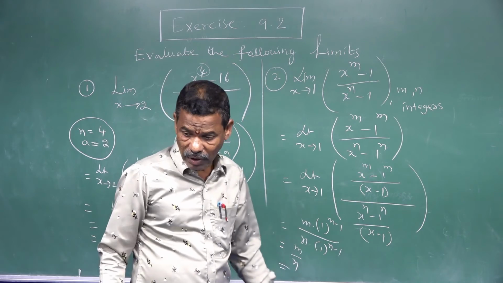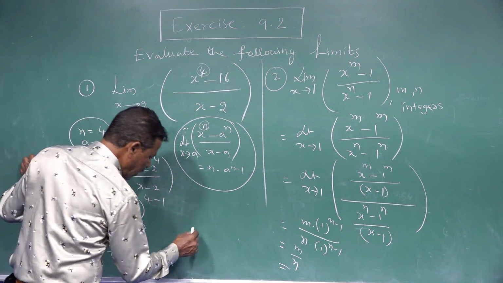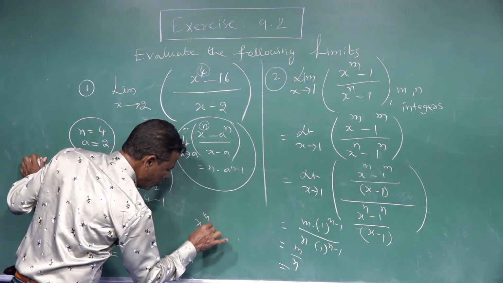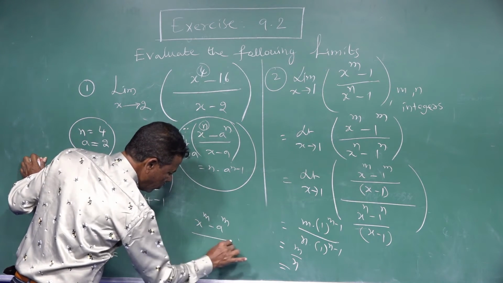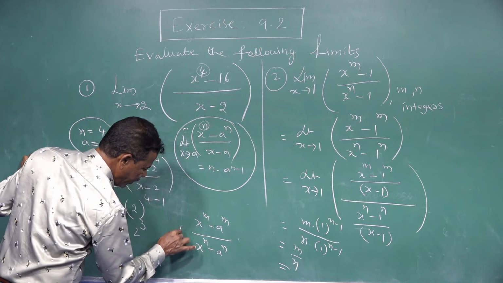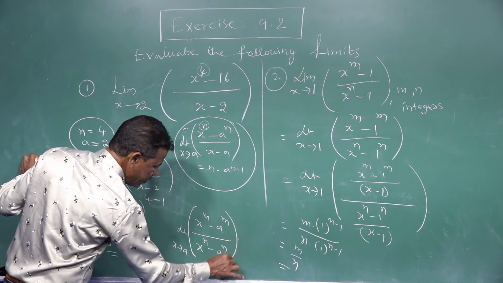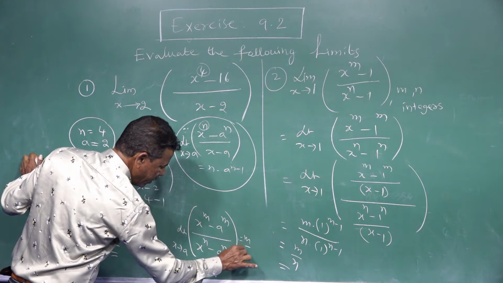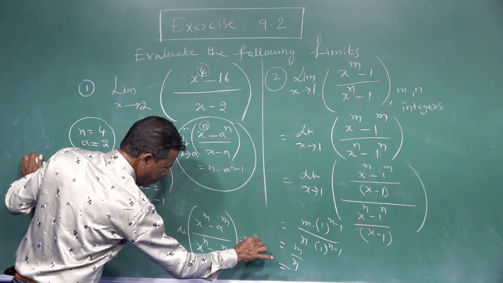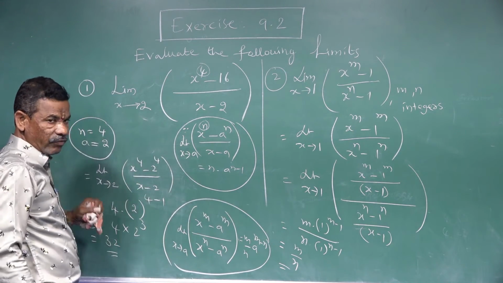Otherwise, another formula in terms of m and n: you remember, limit x tends to a of (x power of m minus a power of m) by (x power of n minus a power of n). For this formula, the answer is m by n, a to the power of m minus n. This is the other shortcut formula.